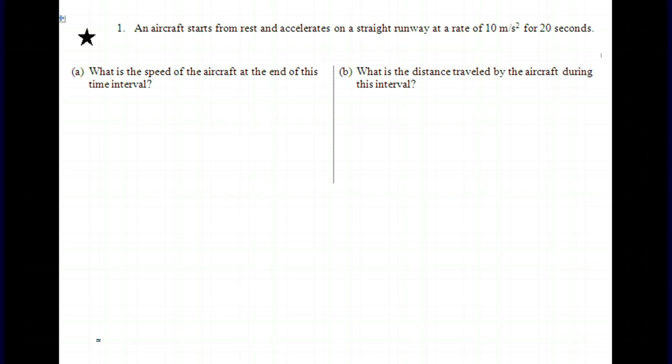So here's your first problem. An aircraft starts from rest and accelerates on a straight runway at a rate of 10 meters per second squared for 20 seconds. What is the speed of the aircraft at the end of this time interval?